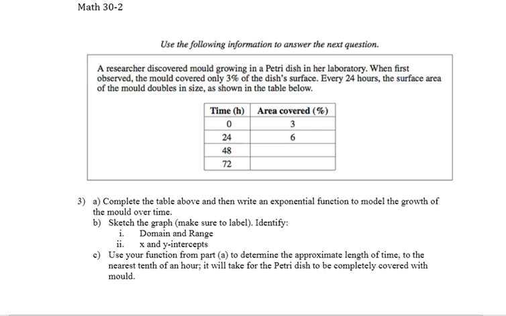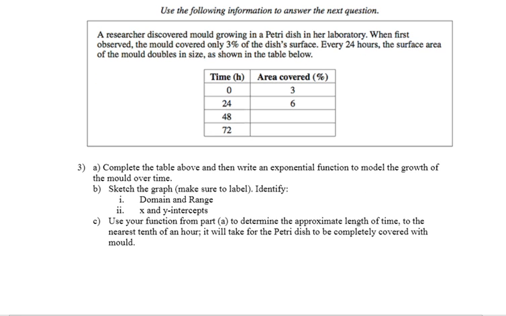So this is pulled directly out of the diploma exam. People release this as a possible type question for a diploma exam. Okay? A researcher discovered mold growing in a petri dish in her laboratory. When she first observed, the mold covered only 3% of the dish surface. Every 24 hours, the surface area of the mold doubles in size, as shown in the table below. Okay, so did you fill in the table? So every 24 hours, it becomes double the amount. So at 48 would be 12, and then 24.